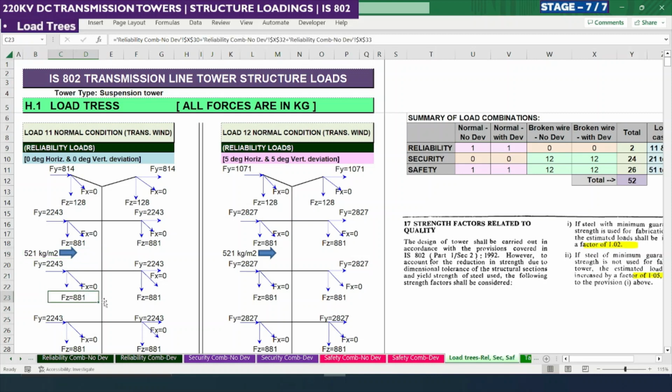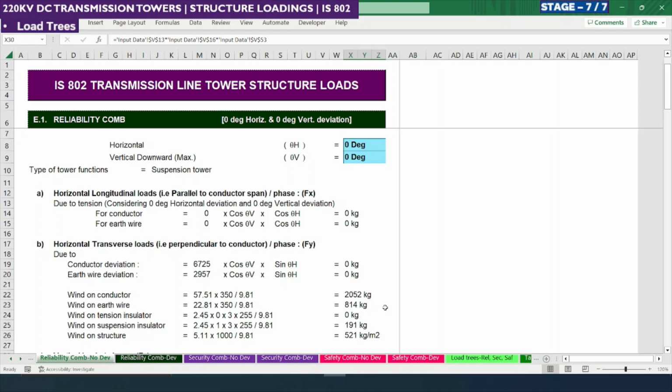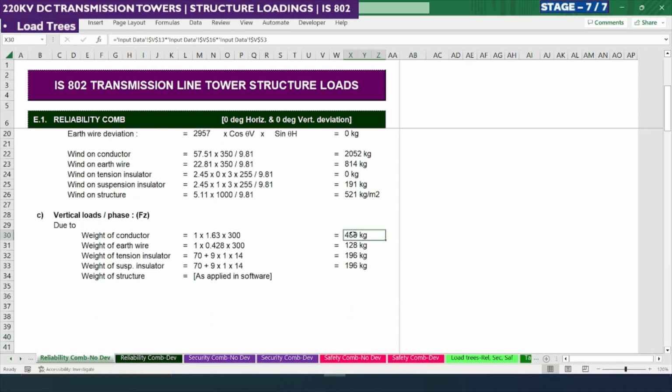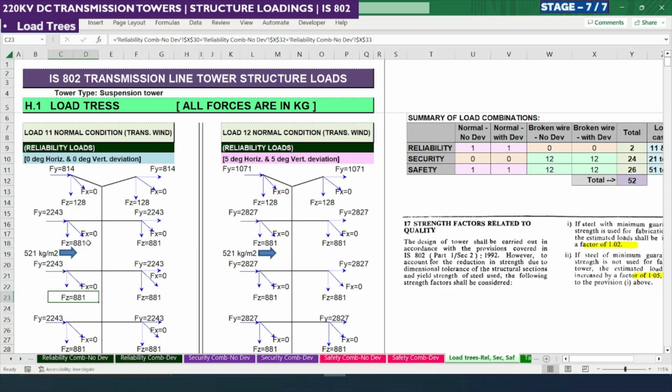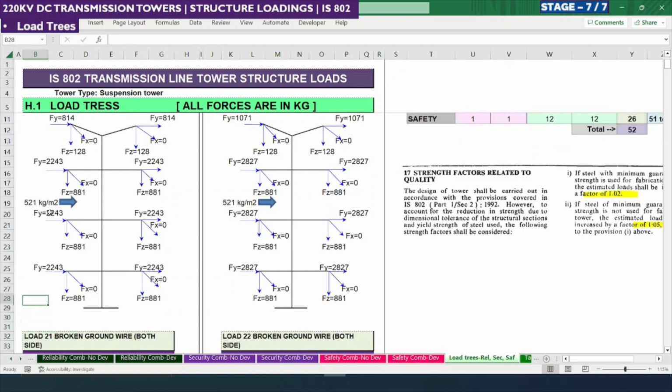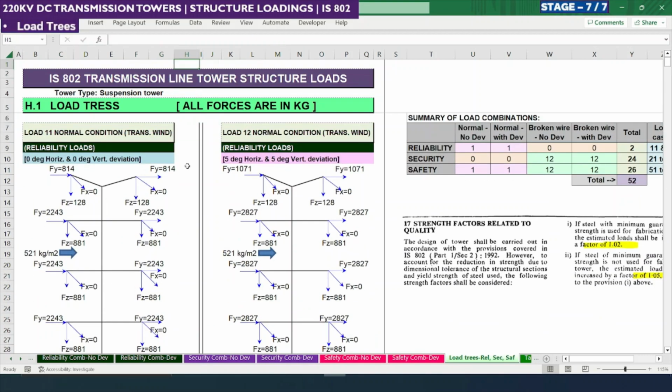So this 881 is a vertical load at the conductor point. Here we need to consider the weight of the conductor, adding to that the suspension insulator. So it is coming 881. Again, here we should not add the tension insulator in case of a suspension tower. It's a small mistake. So 881 kg. So these are all the forces we need to apply at every conductor fixing point. These three directional values we need to apply at all the conductor fixing points on both circuits, left and right side. So this is all about the reliability load cases.